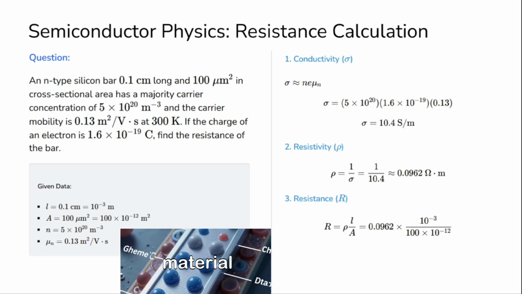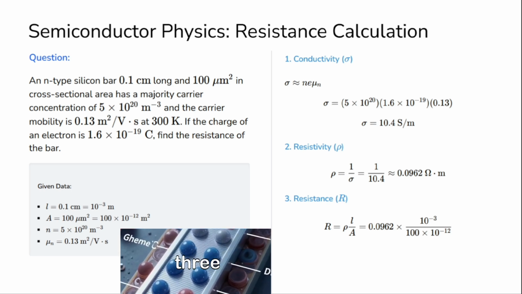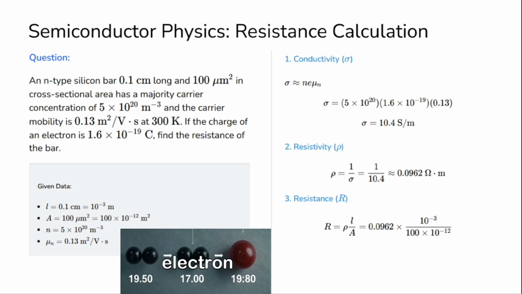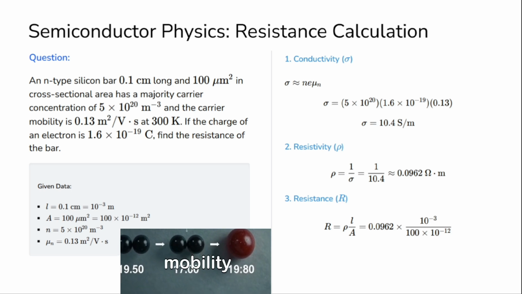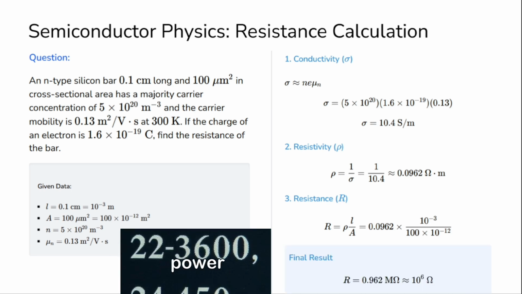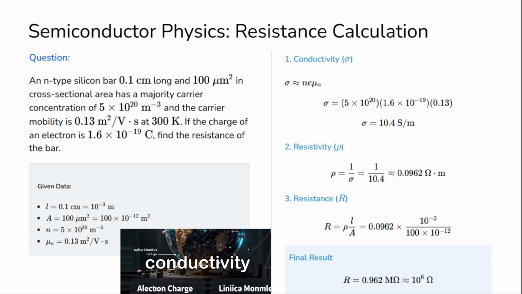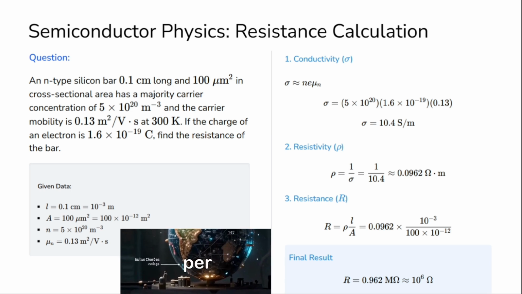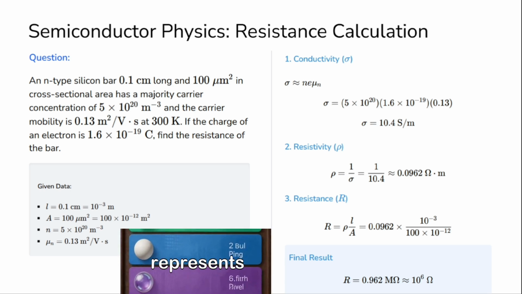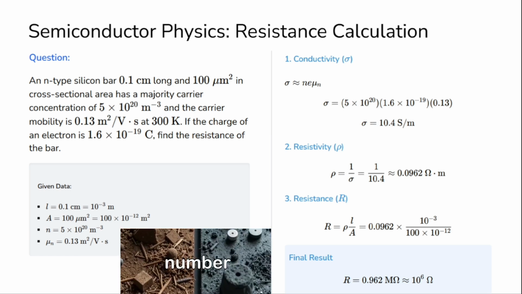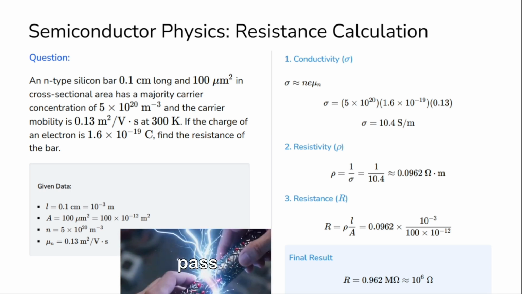For an N-type material, we find this by multiplying 3 things together: the number of electrons, the charge of one electron, and the electron mobility. By multiplying 5 times 10 to the power of 20 by the electron charge and by the mobility of 0.13, we get a conductivity of 10.4 Siemens per meter. This value represents the material's inherent ability to allow flow. The higher this number, the easier it is for electricity to pass through.